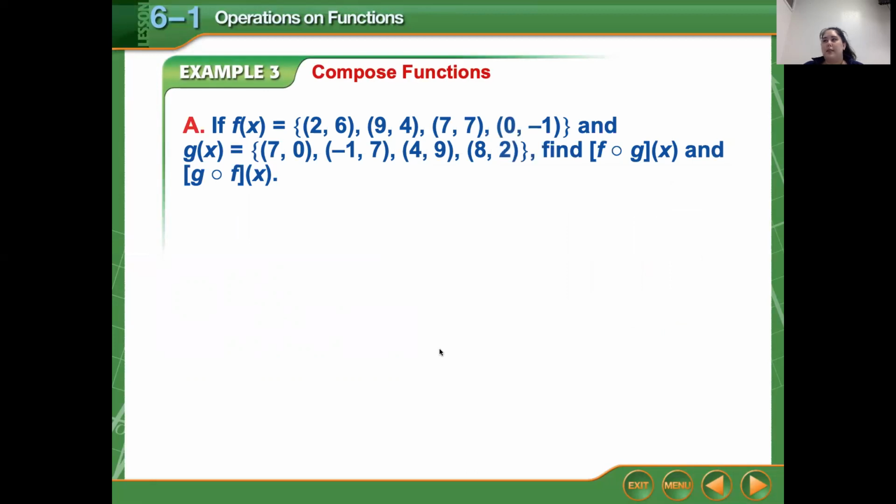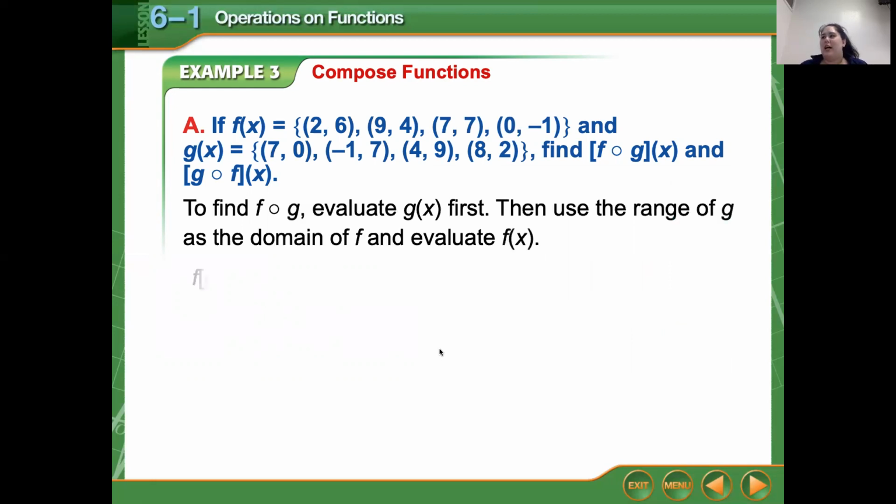So if f of x is given as a list of coordinate points, find f of g of x. There's a huge ant in here. Okay. So that means f of g of 7, so f of 0, because for g of 7, I would go here, and I see 0, so now I want f of 0, which is negative 1.